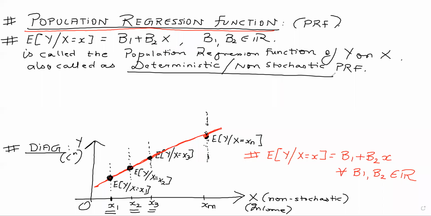Guys, why is it called deterministic? It is called deterministic because I know all the values on the right hand side. I know the value of b1, I know the value of b2, I know the value of x. Since I know all the values on the right hand side, this function is a deterministic or non-stochastic population regression function. I hope students have understood this. You can now write that capital B1 and capital B2 are called the regression coefficients.